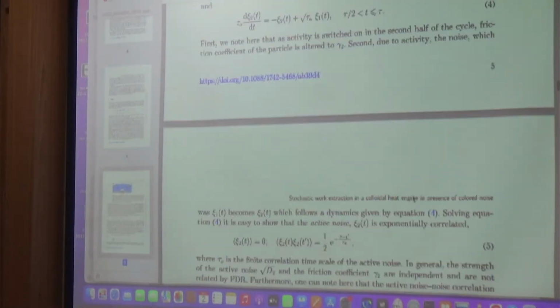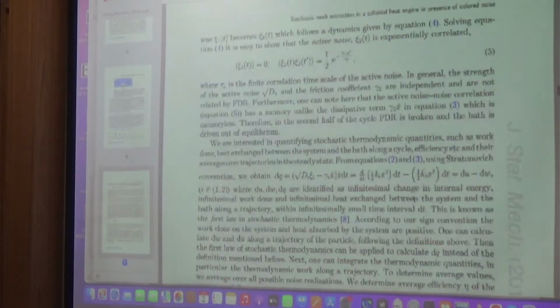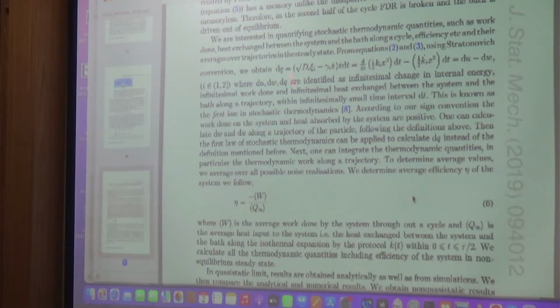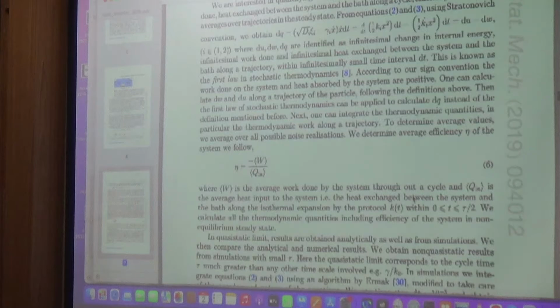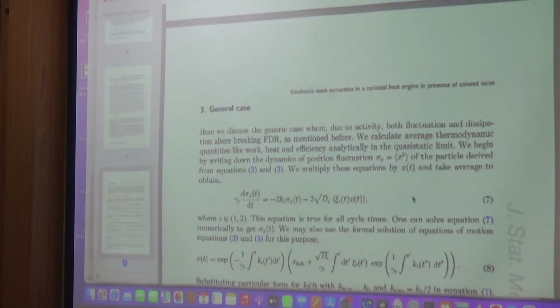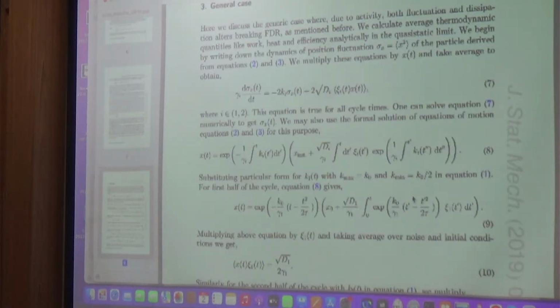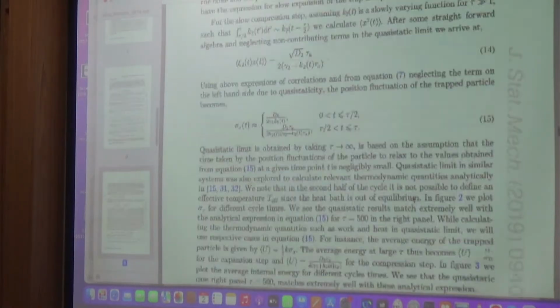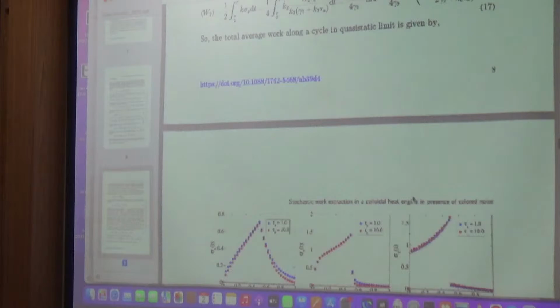So then you do whatever I discussed, these correlations and all, and this is the first law that I just explained. This is the heat part, this is the internal energy change, this is the work that I just explained. This is efficiency. So this general part is a little bit complicated. I will not go there. And the special part.